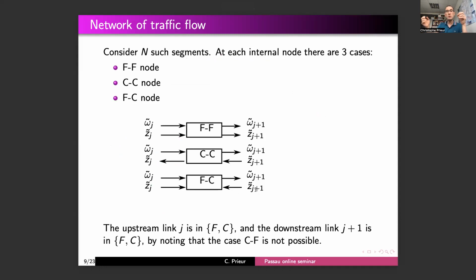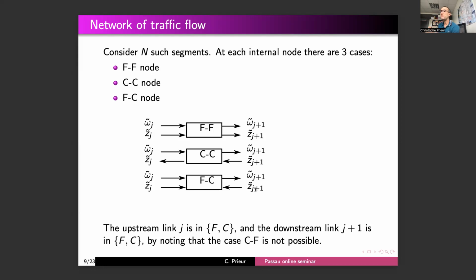So what happens for a network of segments? For a network of segments, you may have many different cases. Let us just consider the case of two segments. On two segments, you can either have free regime for the first segment and free for the second one, or congestion for both, or free for the first one and congestion for the second one.